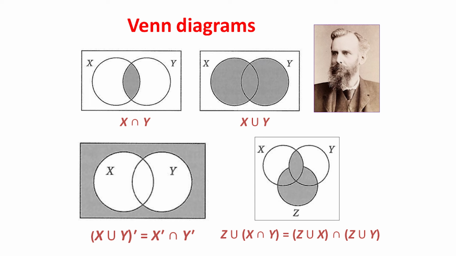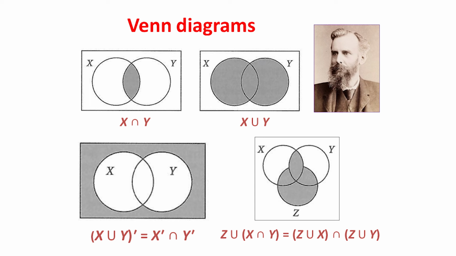Below on the left, depicting one of De Morgan's laws, the surrounding box represents the universe. The shaded region is the complement of X union Y. And you can check that it's the overlap between the part that's not in X and the part that's not in Y.